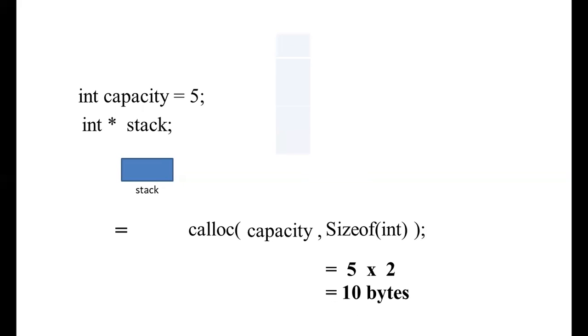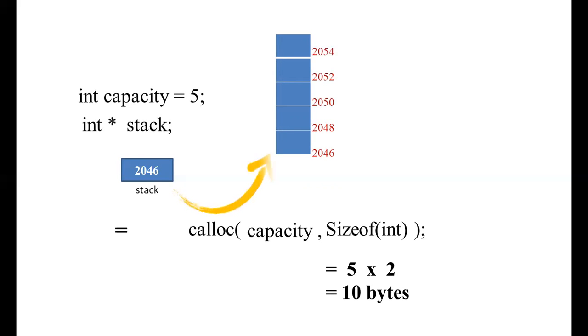Suppose the base address is 2046, we should collect it into the stack so that it will be pointing to this particular block. We are collecting this information into the stack variable, so the stack will be holding it. So stack is equal to calloc of capacity into size of int. But the type of the stack is integer pointer, and we know that the return type of the calloc function is void pointer, that is, we call it a generic pointer.